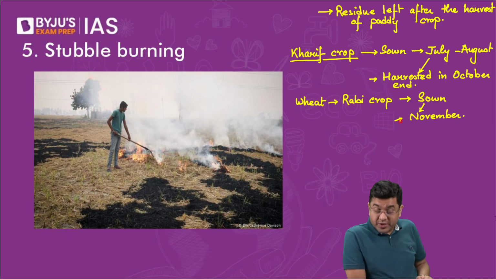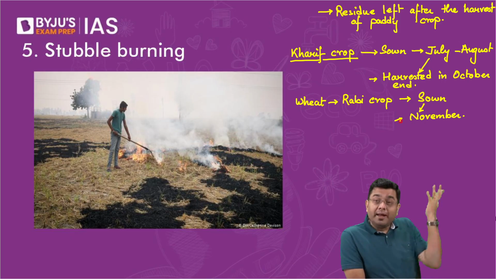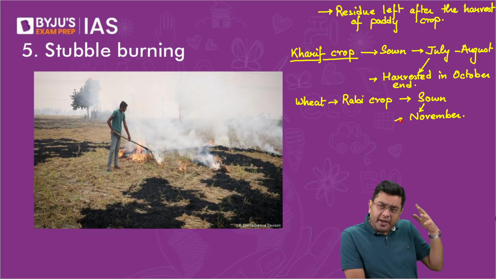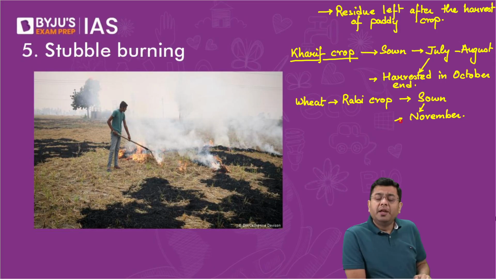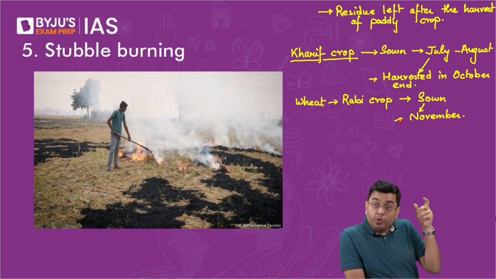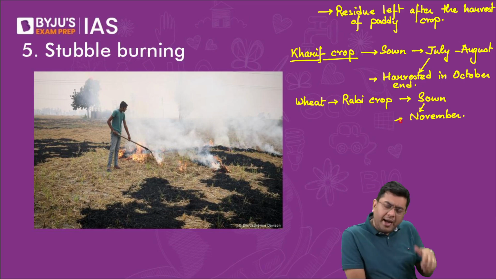And when they burn the stubble, that is when basically all that emission happens: sulfur, nitrogen oxides. Then you have basically methane, carbon dioxide, carbon monoxide, black carbon. These react with each other to form ground level ozone is also produced. And this happens. Now, why doesn't it happen in southern part of the country?